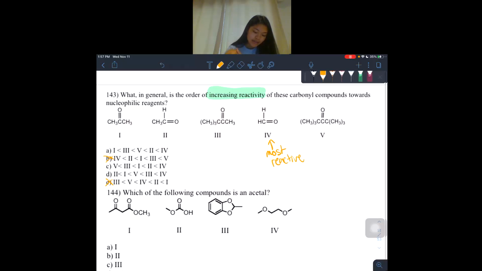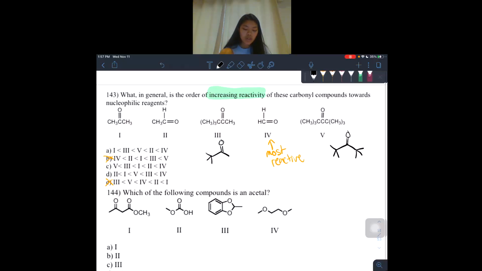B is not it, E is not it. So now we're stuck between A, C, and D. If you want, you can go ahead and see which one is going to be the least reactive. Remember, this guy had 2 sets of these chicken feet, and this guy only had 1 set of the chicken feet. So we're between these 2.